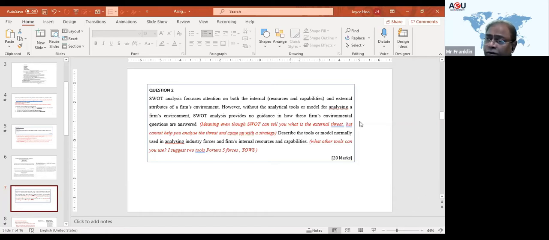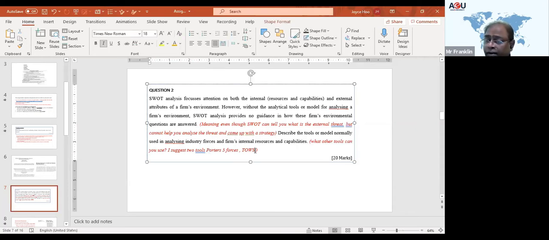So, describe the tools or models normally used for analyzing industry forces and firms' internal resources and capabilities. I mean, what other tools can you use or suggest? This is my suggestion: I suggest you use Porter's Five Forces and TOWS. You don't have to follow that, but it is something I would suggest because it can really help you. I've downloaded some articles for you.